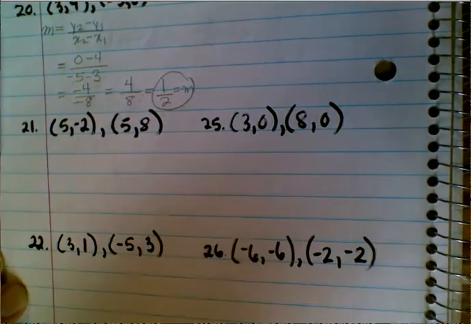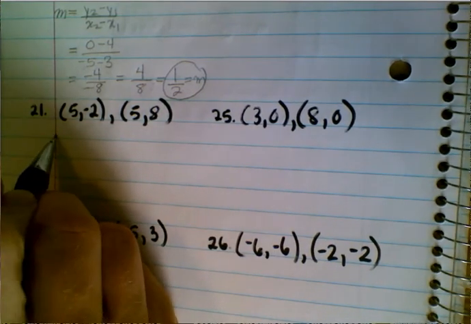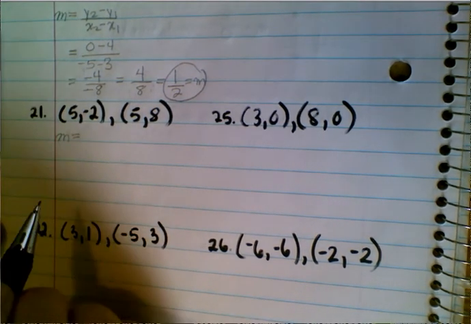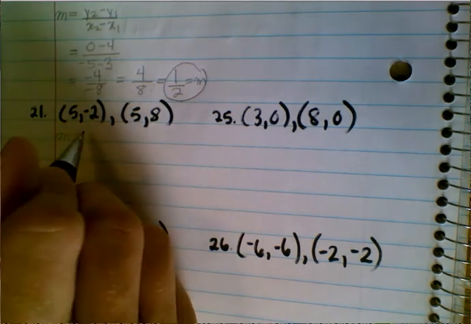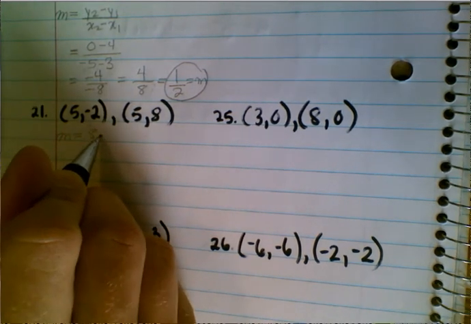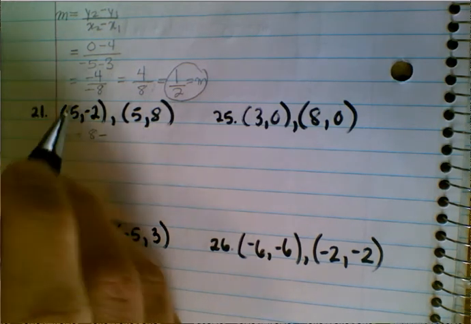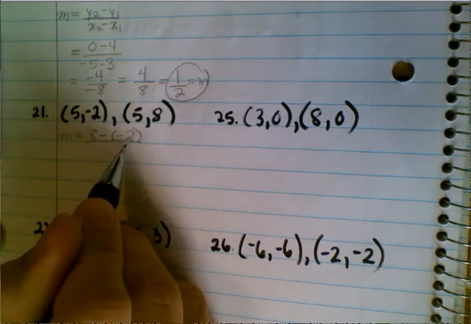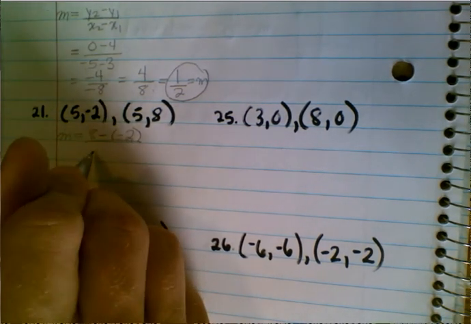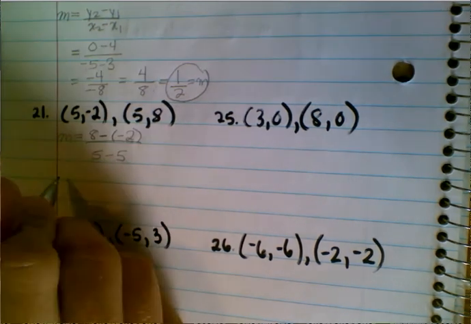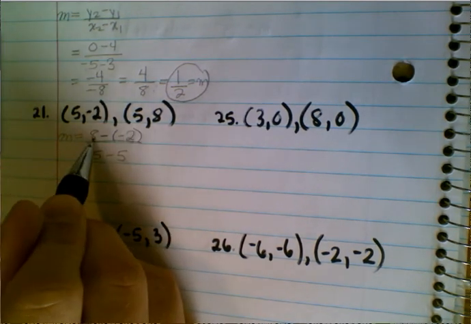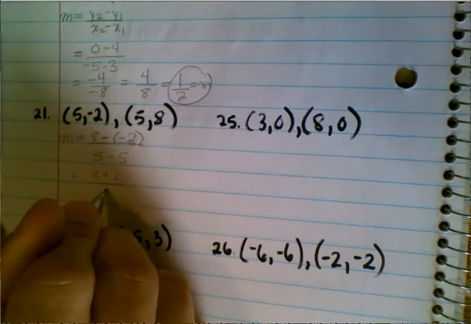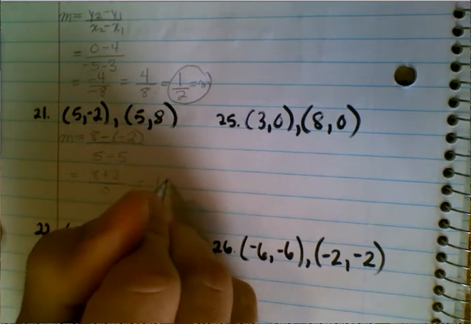The next question, number 21, m equals, and this time I'm going to try it without writing the formula, 8, remember it's always 8 minus, okay, minus, and then there's a negative 2, so please be careful, use your parentheses as needed, 8 minus negative 2, and then I have 5 minus 5. Something very interesting happens here, because this becomes 8 plus 2 on top, and 0 on bottom, so in essence we have 10 over 0.